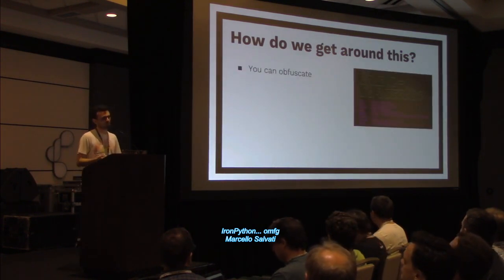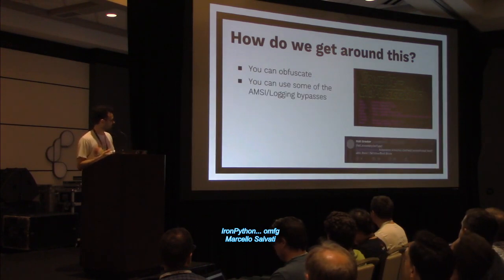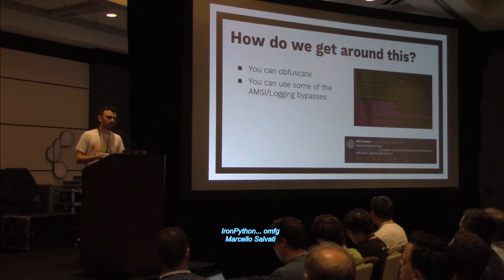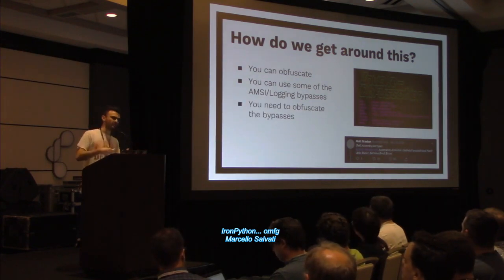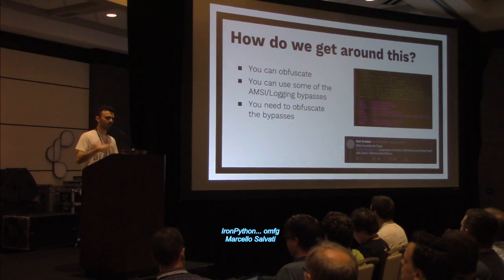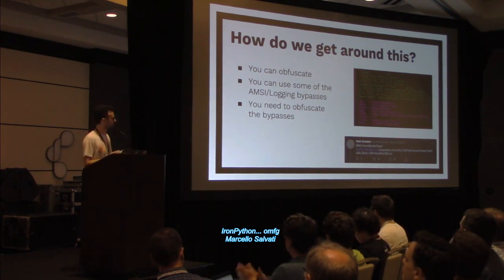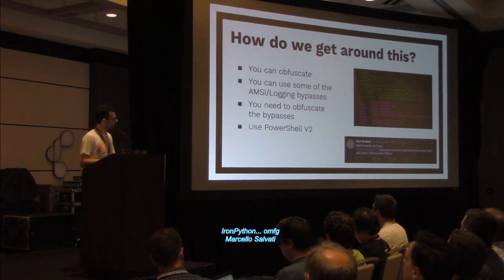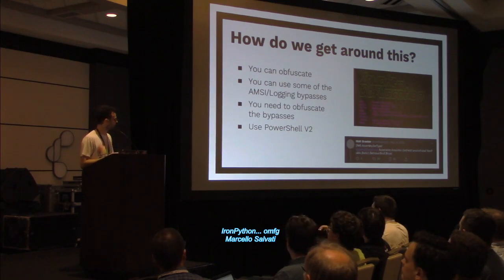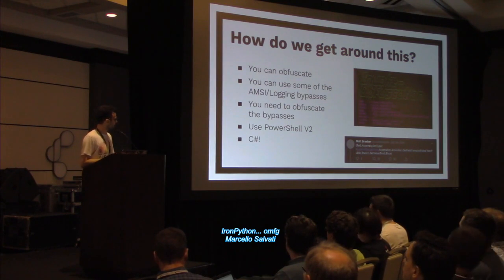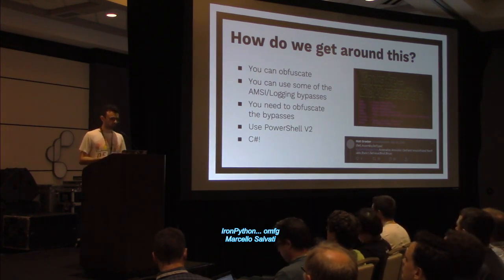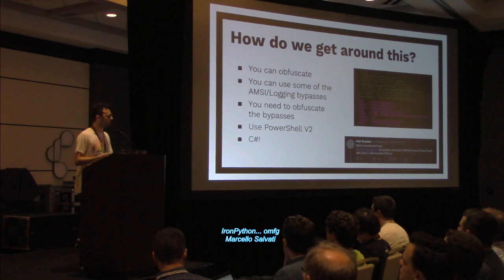Well, up until now, you can obfuscate, right, using something like Invoke-Obfuscation, which is awesome. You can use some of the AMSI and logging bypasses, right? But the problem with that is you have to obfuscate the bypasses because the bypasses themselves are signatured. So that's just another pain in the butt, really. Or use PowerShell v2, which, I was surprised to see how many environments actually have PowerShell v2 in Windows 10, which is really weird. Or just directly go to C#.